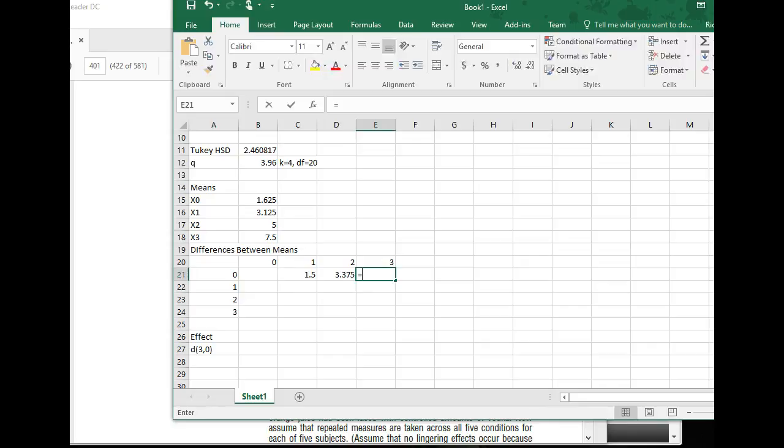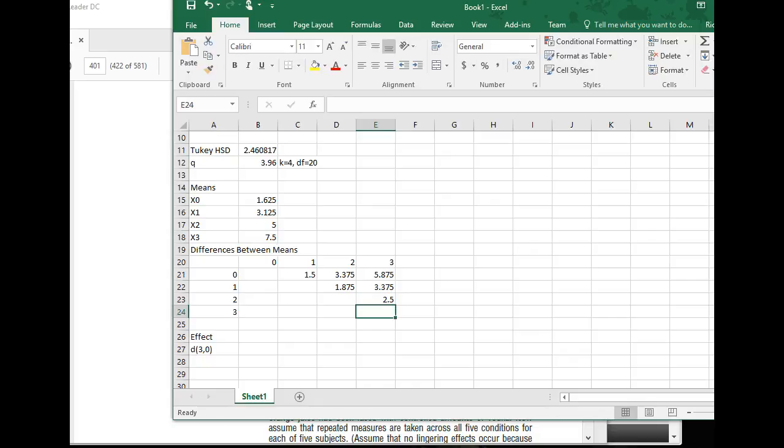So similarly here, I'm going to do equals the third mean minus the 0 mean. Now I'm going to jump here, the second mean minus the first mean, and the third mean minus the first mean. And there's nothing special about doing this in Excel. You could do this on a calculator very easily. You're just subtracting numbers. All right, and finally equals this third mean minus the second mean.